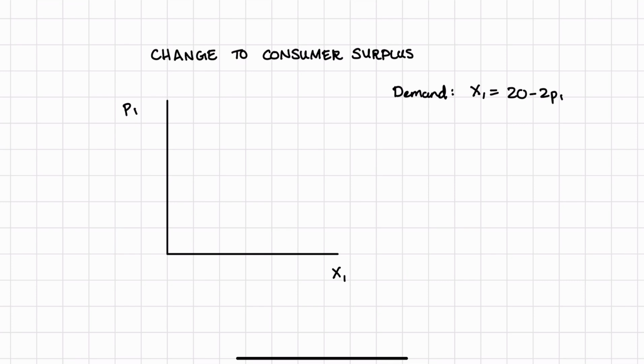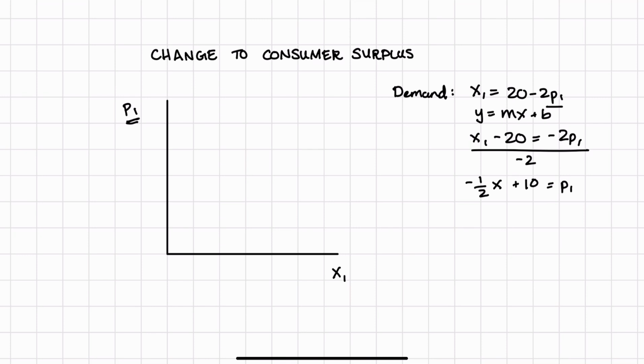And so if I want to plot this on this graph, and it's a convention in economics to have p on the y-axis, I just want to rearrange this so I get it in the form y equals mx plus b, just to be able to plot this here. So I want p1 to be on its own. So let's rearrange the demand so we can plot it. I'll get x1 minus 20 is negative 2p1, divide both sides by negative 2. I'll get negative 1/2 x plus 10 is p1. And that's what I'll plot here.